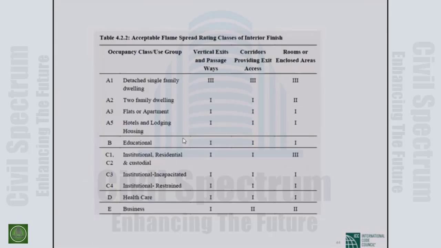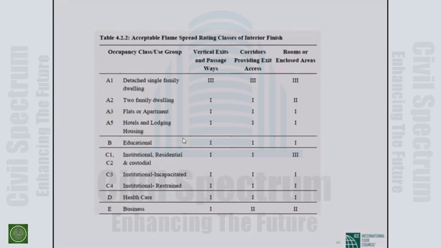It depends on the type of building, the type of surface finish you are using. You see that for D1, A1, A2, A3, you can use different types of material. So one thing you have to remember: type 3 is very easily combustible.